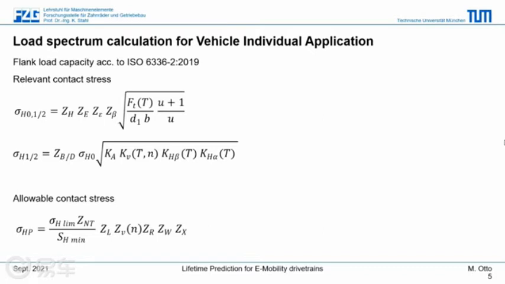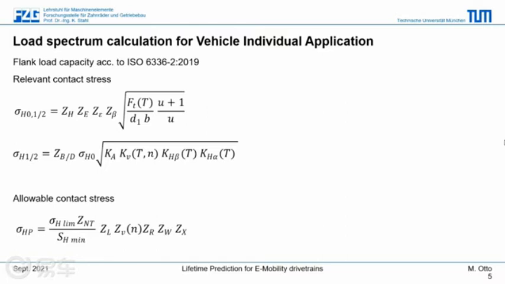We need to determine an allowable contact stress as well, which is done by the third equation, giving allowable contact stress sigma HP, which is then determined by the value sigma H lim, which is derived from the curve in the standard, and again several factors: ZNT, which determines load cycles; ZL, ZV, ZR, which are determining some lubrication and running conditions; ZW, which covers different materials of the gears; and ZX, which covers the size influence of gears.